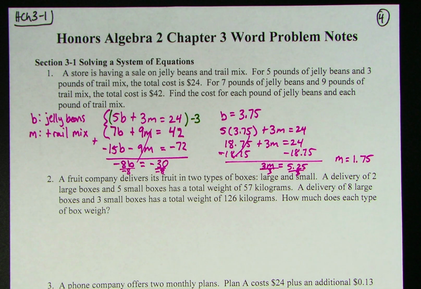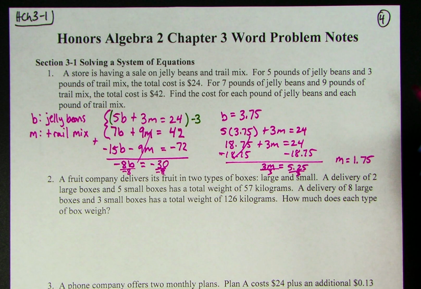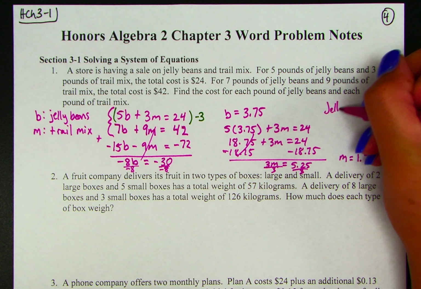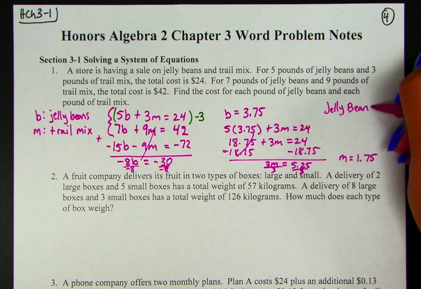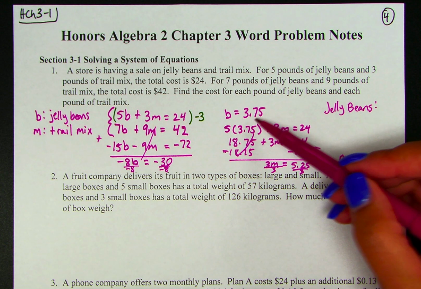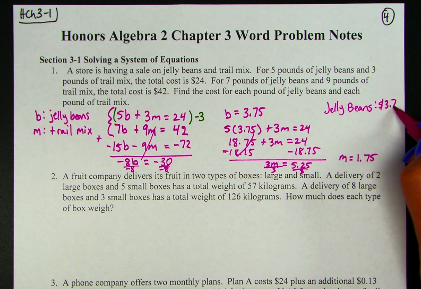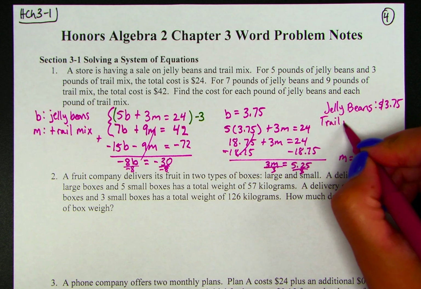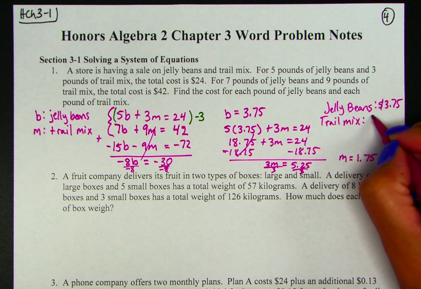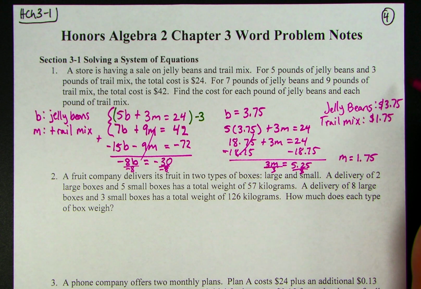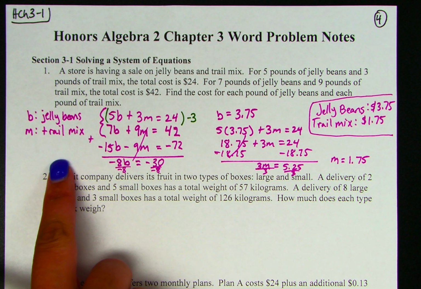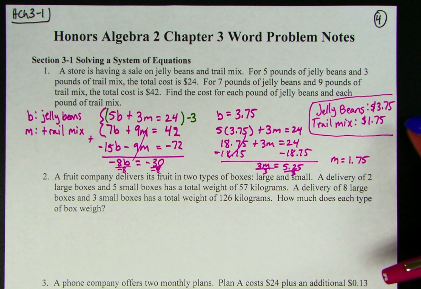So now when I give my answer, again, I need to make sure I'm providing labels. So for the cost for the jelly beans, that was my B value. So that is $3.75. And for the trail mix, that is going to be $1.75. So this is my final answer. Okay. Now again, you need to make sure you're defining variables and then clearly writing out your answers with labels for these kind of problems.